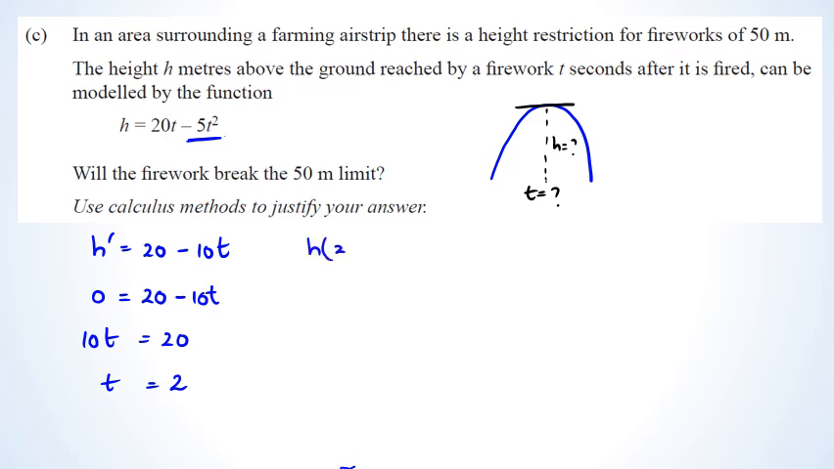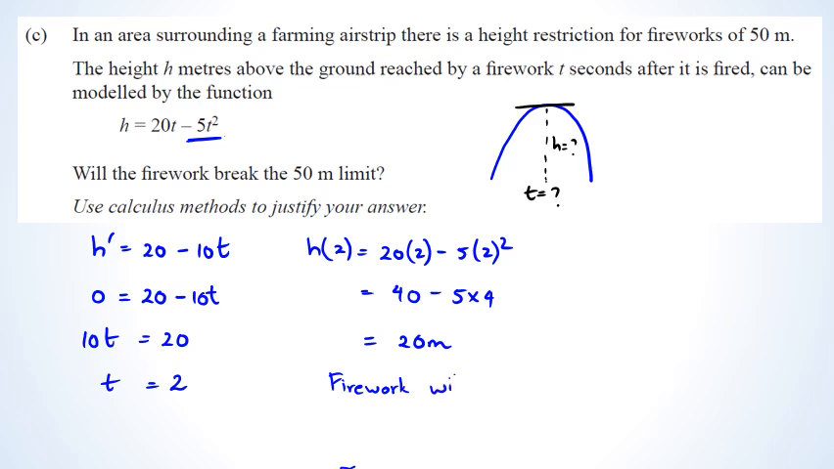So if we go and find h of 2, we got 20 times 2 minus 5 times 2 squared. So we've got 40 minus 5 times 4. So that's equal to 20 meters. So as you can see, the firework will not break the restriction.